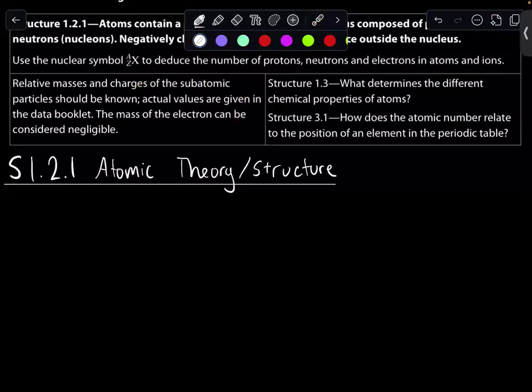So I call this atomic theory and structure. You don't actually need to know atomic theory for the DP exam. However, there was a test question on atomic theory this past exam, May 2025. So we're going to cover that one in a little more detail. So let's just start with a brief history of the atom, or atomic model, actually.